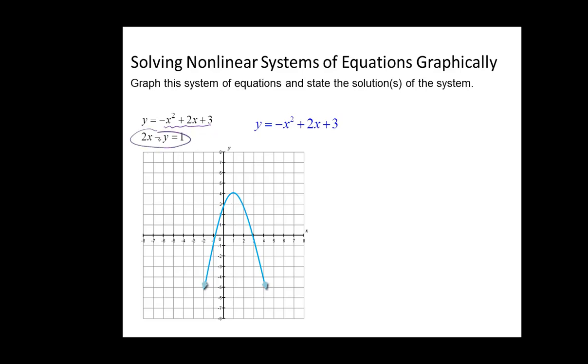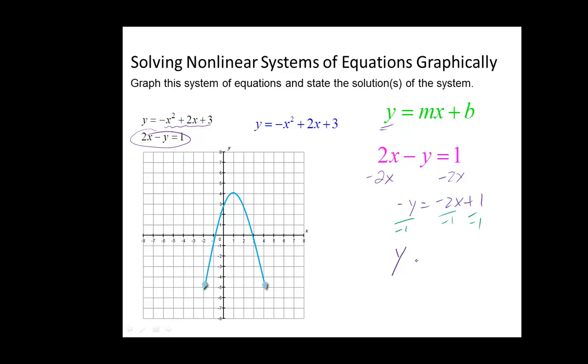I now need to graph my second equation. So here's the second equation. Nothing is squared. This is x to the first power, y to the first power. This is a first degree equation. This is a linear equation. For this equation, I want to be thinking about y equals mx plus b. So I want to solve my new equation for y. Add a negative 2x to both sides. This gives me negative y equals negative 2x plus 1. But I want to solve for a positive y, so I'm going to divide everything here by a negative 1. I get y equals 2x minus 1.